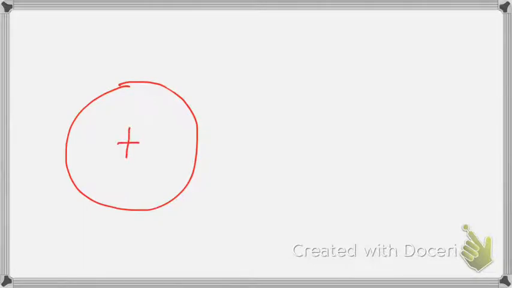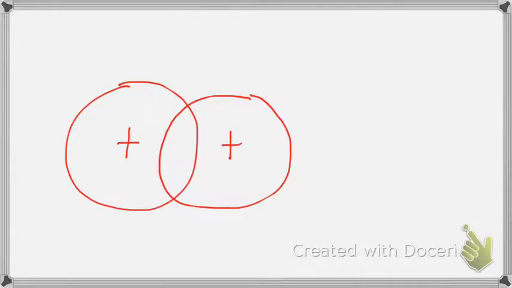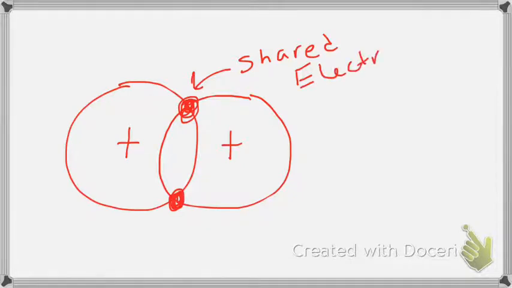Let's say that we have an atom over here, and it has a proton in its nucleus, and it's going to bond to another atom, and it does so by overlapping the electron shells, and it also has a nucleus. The electrons that are going to be shared between these two atoms are represented by these dots here, and these are therefore the shared electrons. So the nuclei of these two atoms are essentially sharing both of these electrons that are depicted here.